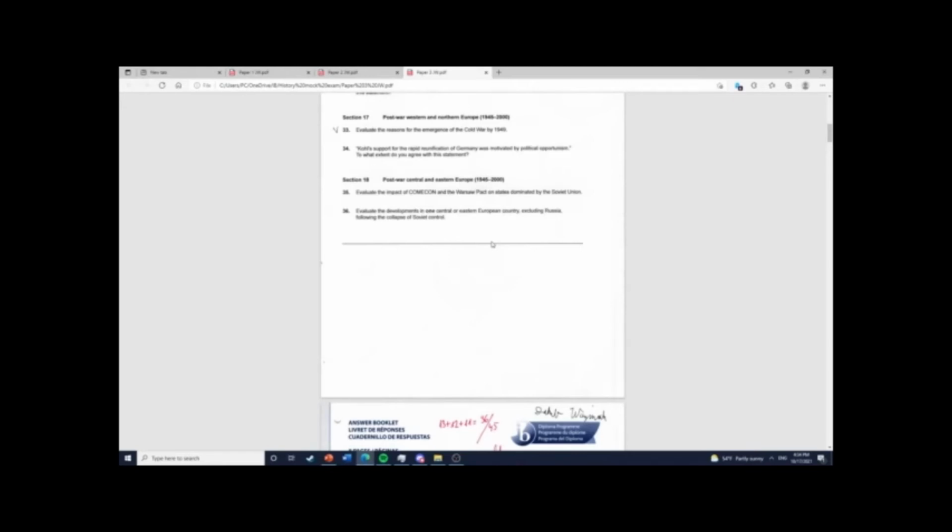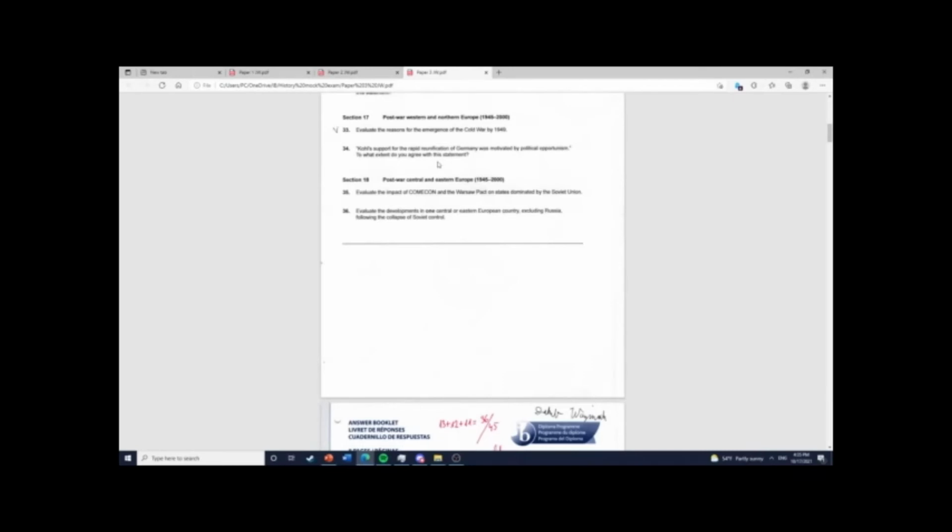At the end of the day, you need to remember that the IB essentially has three types of questions. Some teachers will ask you to memorize all the differences between evaluate or analyze or consider or discuss. At the end of the day, the IB wants pretty much the exact same thing from you for all of those questions. For example: Kohl's support for the rapid reunification of Germany was motivated by political opportunism. To what extent do you agree with the statement? That's the IB question, but it could easily be replaced with discuss. Because if you put discuss, the IB is still going to expect that you analyze to what extent this statement is true, to what extent it should be agreed with.